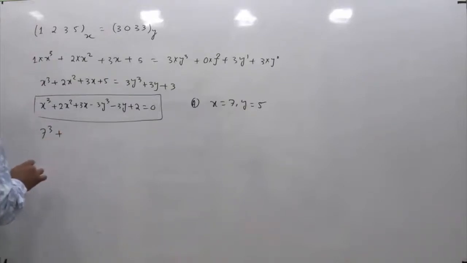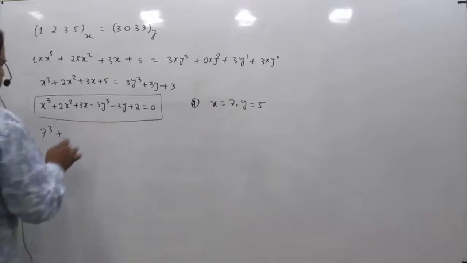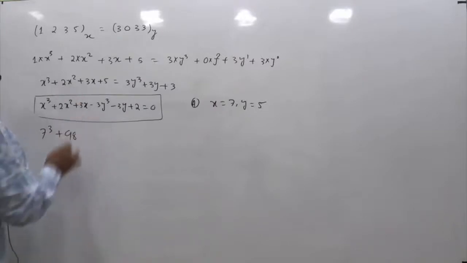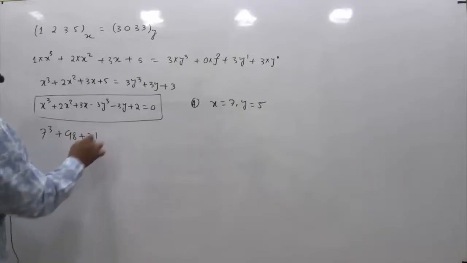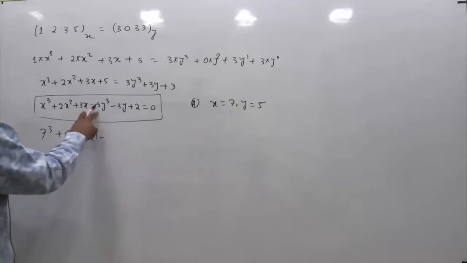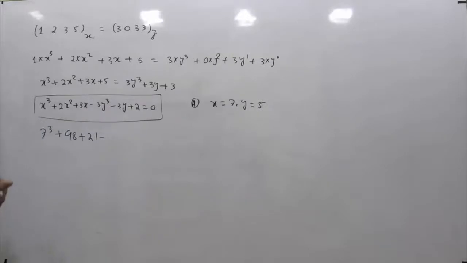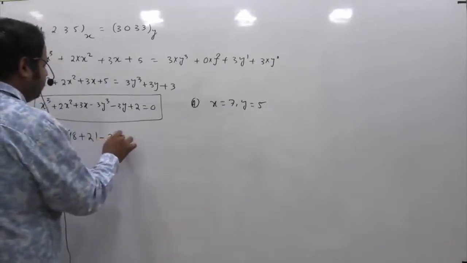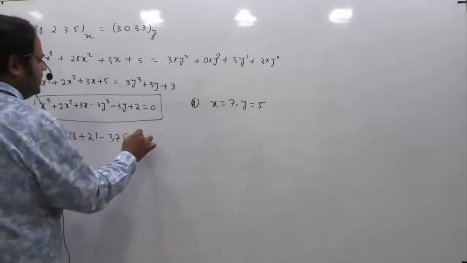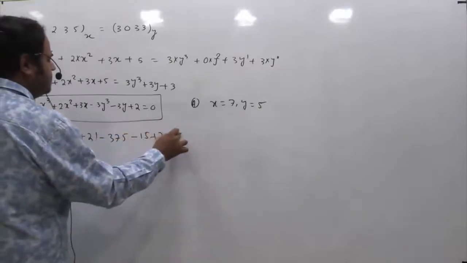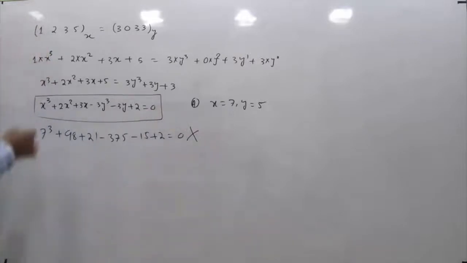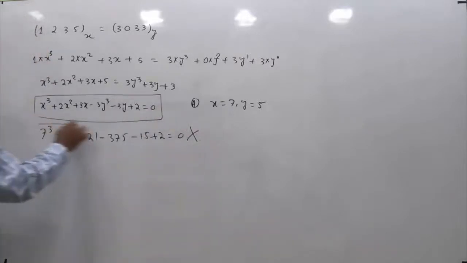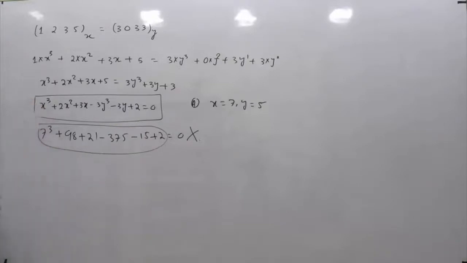7 square is 49. 49 into 2 is 98. Plus 3x, that is plus 21, minus 3y cube. 3 into 5 cube. Okay, how much will it be? 375, I guess, right? Minus 375, minus 3y, that is minus 15, plus 2 equals 0. You can check it out. So this equation will not be valid. You just simplify this and see this entire thing will not be 0, right?